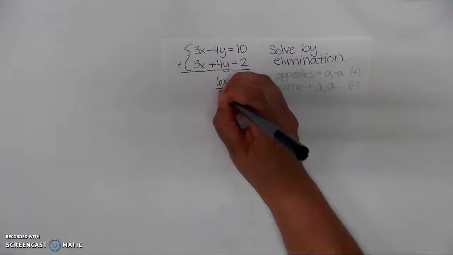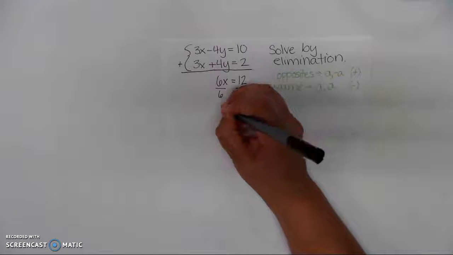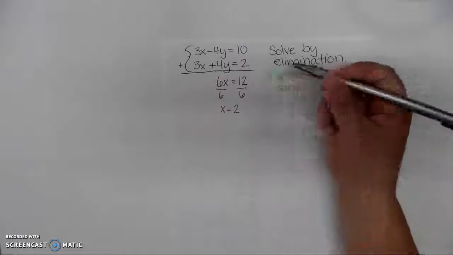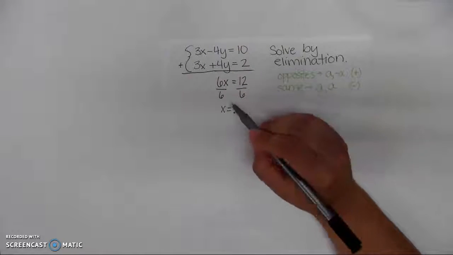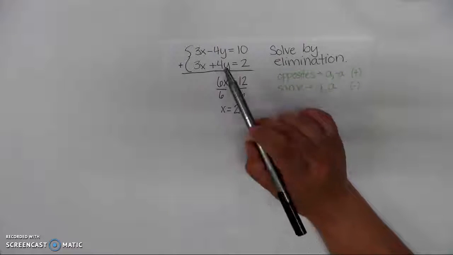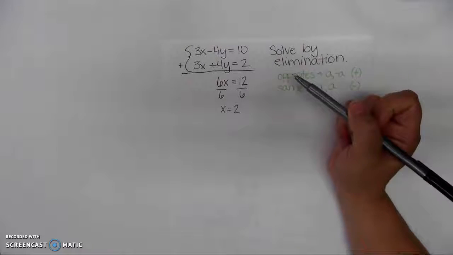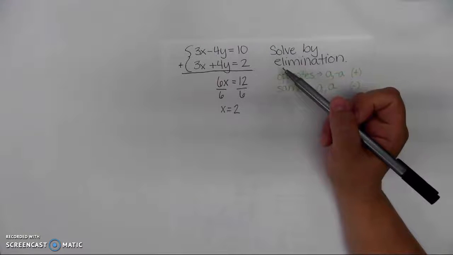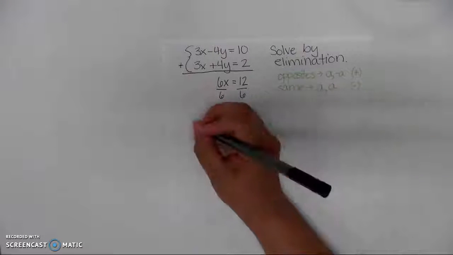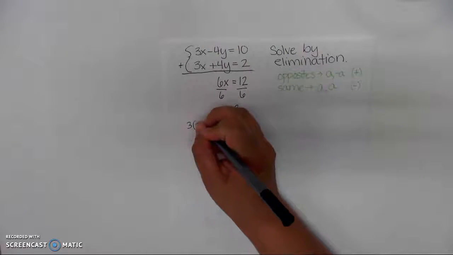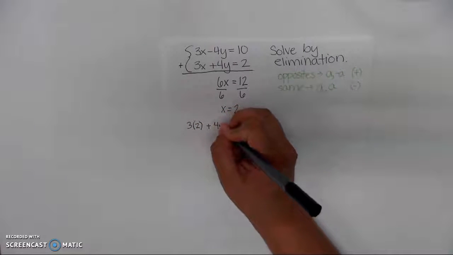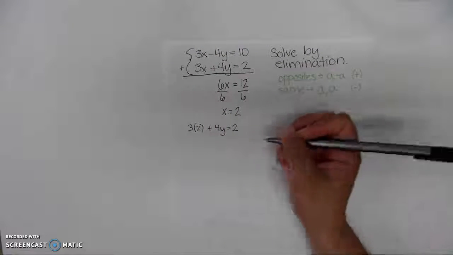I'm going to divide by 6 here to get x by itself. And look how easy that was getting x by itself. Now what I'm going to do with that x is plug it in. I can plug it into the top equation or the bottom equation, totally up to you. I'm going to plug it into the bottom one. So 3 times 2 plus 4y equals 2.